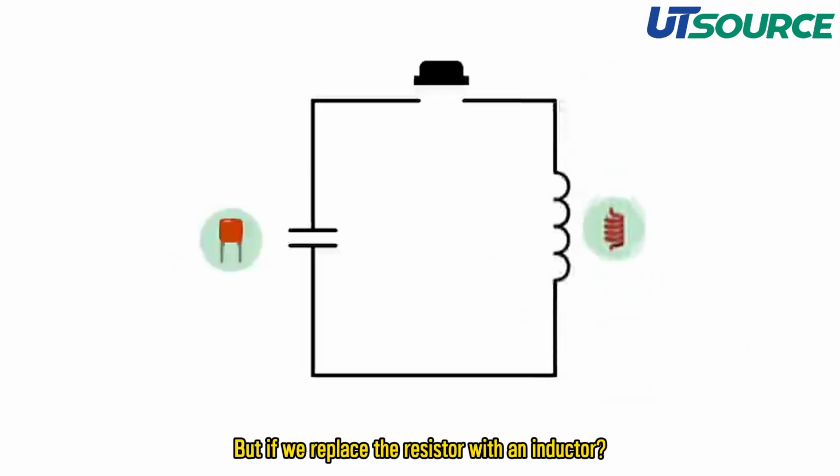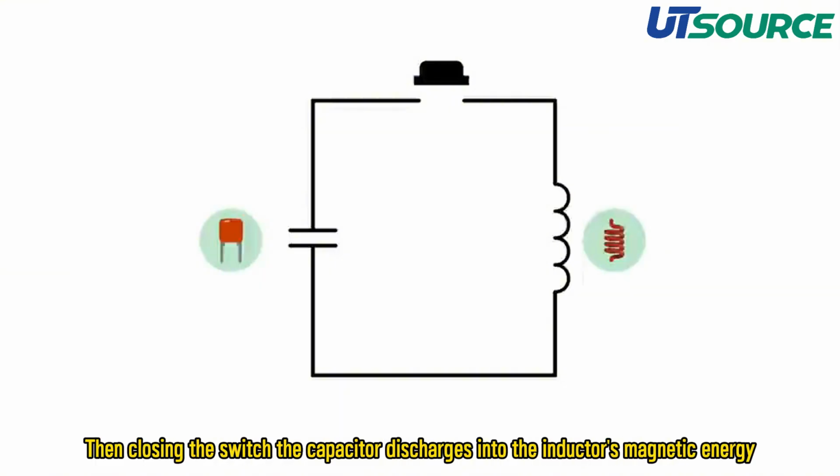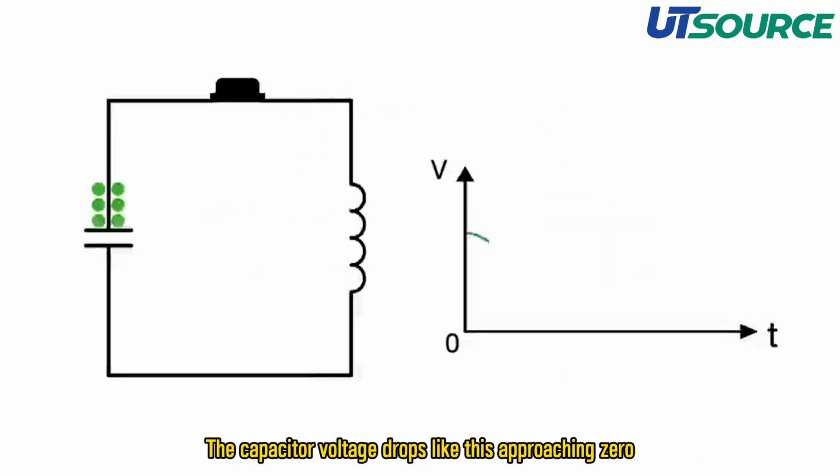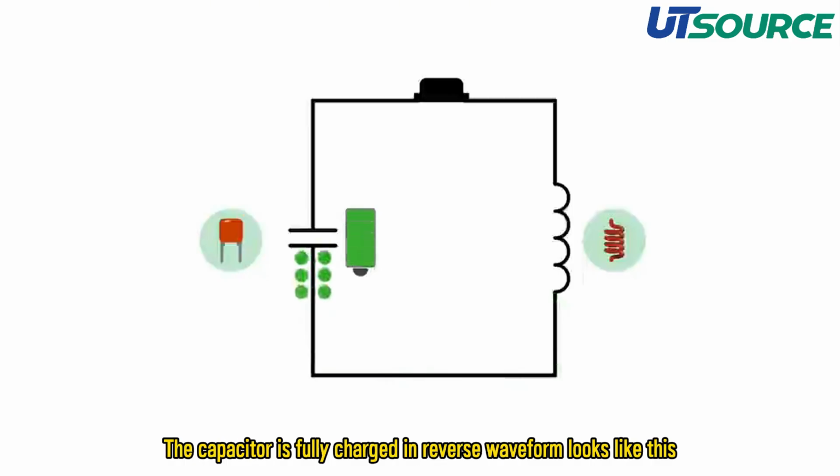But if we replace the resistor with an inductor, the inductor and capacitor both store energy, not consume it. Then closing the switch, the capacitor discharges into the inductor's magnetic energy. The capacitor voltage drops like this, approaching 0. Next, the inductor charges the capacitor in reverse. The capacitor is fully charged in reverse. The waveform looks like this.